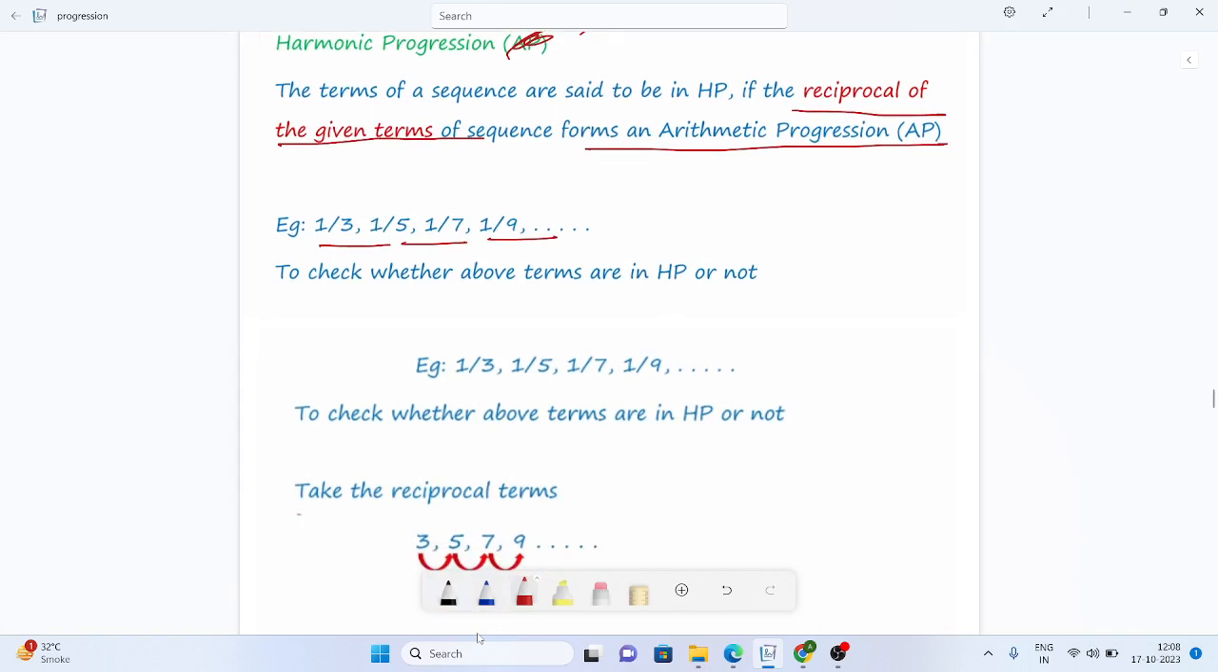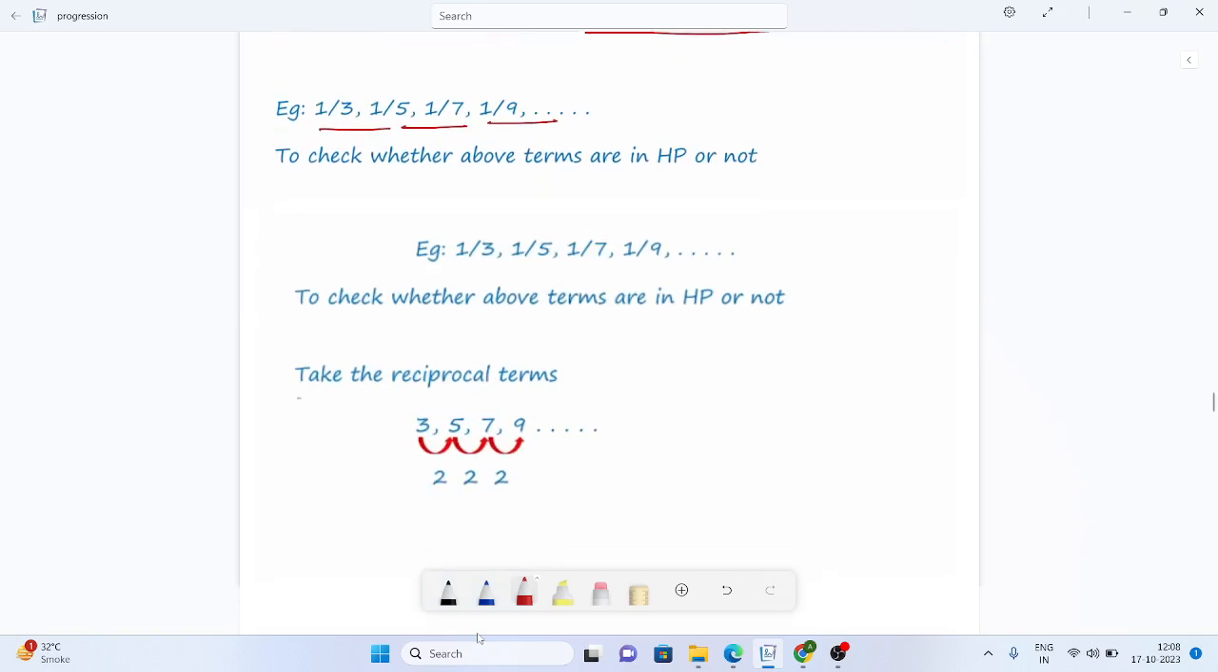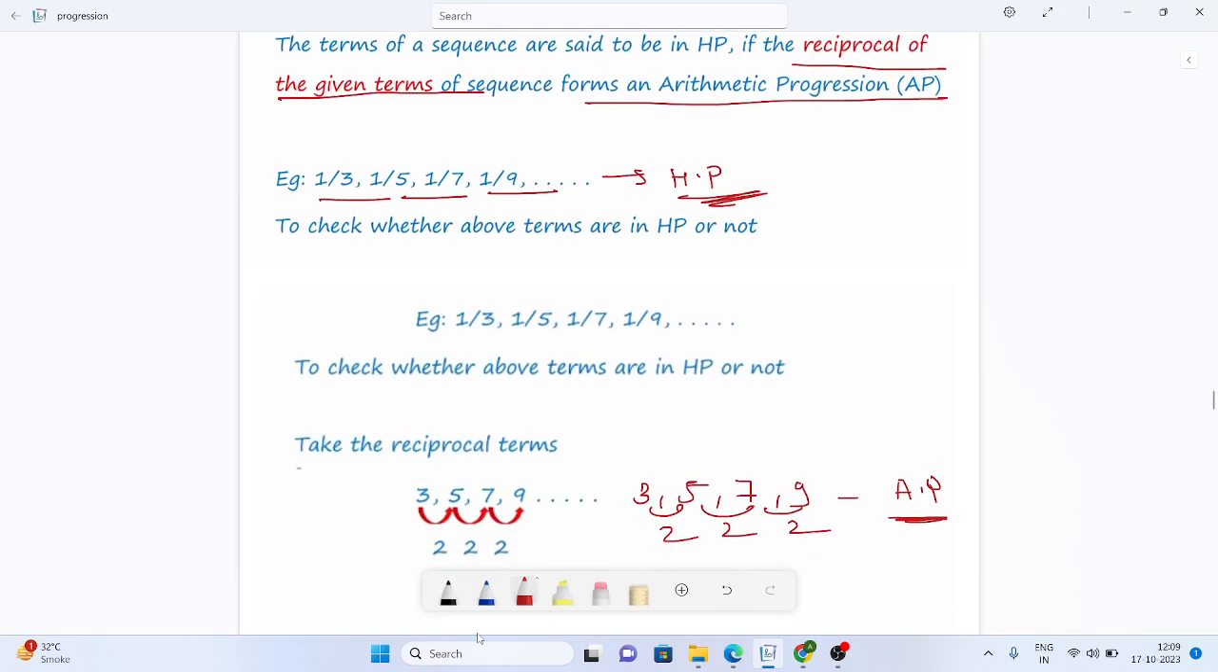So if we want to check whether this is HP or not, we take the reciprocal of the terms. What is the reciprocal of these? 3, 5, 7, 9, right? Now you check: 5 minus 3 is 2, 7 minus 5 is again 2, so this is in AP, which means the original is in HP. Okay, did you get this? Yes, so note it down, then we move forward.